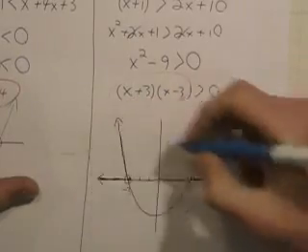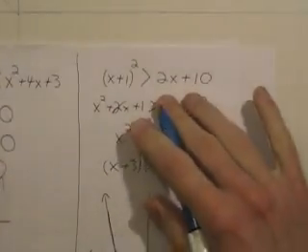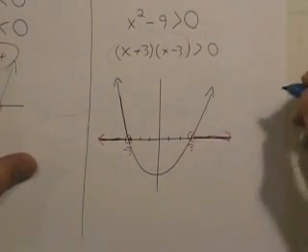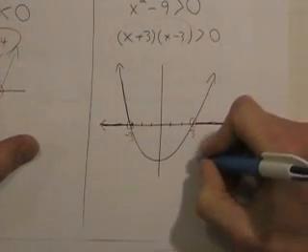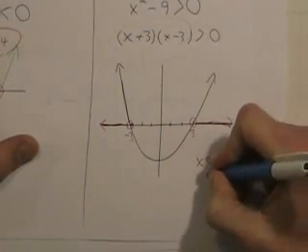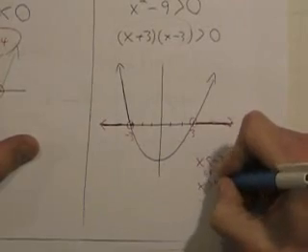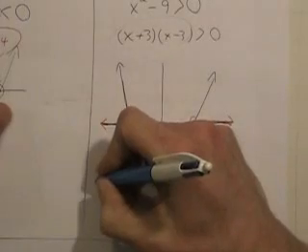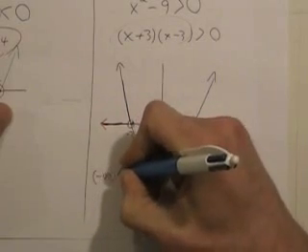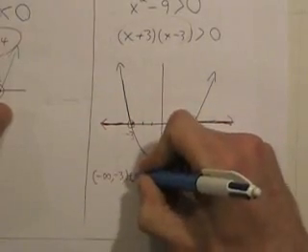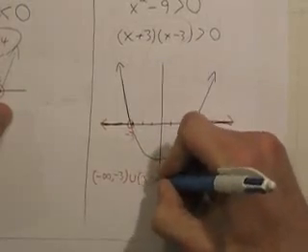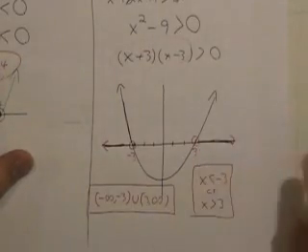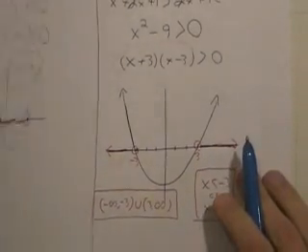Just like we predicted from sketching them up individually, the final answer, if you want to write it looking like an inequality, would be x is less than minus 3, or x is greater than 3. That's one way to do it. Or if you want to use interval notation, you could say minus infinity to minus 3, open, union with 3 to infinity, open. That's another way to write it. Or just the number line will also suffice.